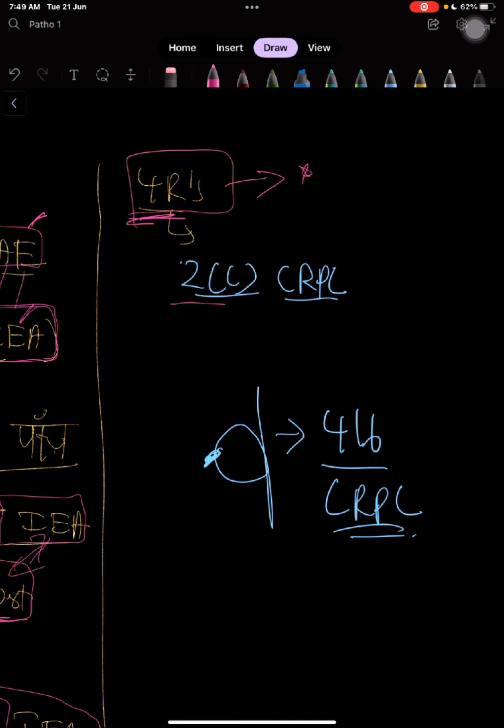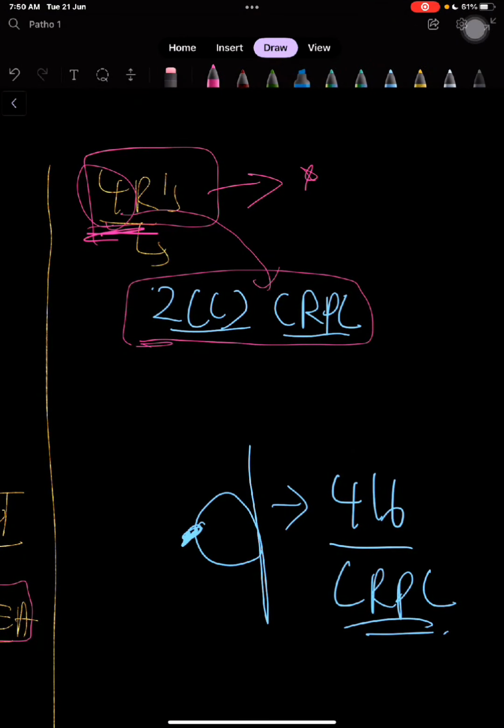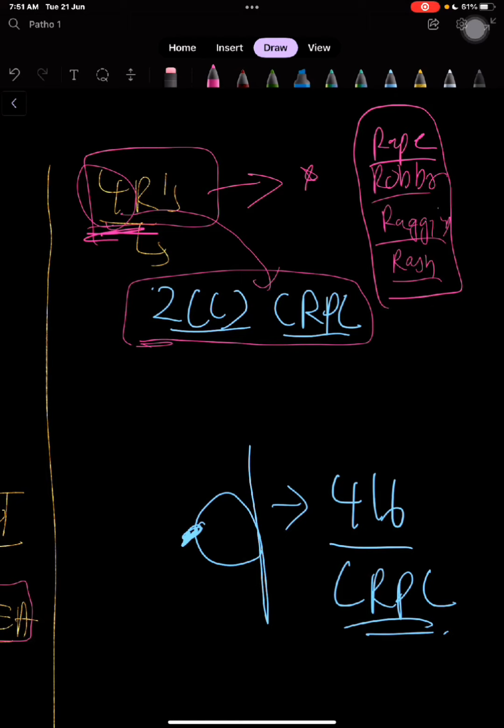In that, 2C CRPC is applied. What is applied? 2C CRPC. Now how do you remember that? 4 Rs. Now I'll tell you what the exact things involved in 2C CRPC are. They are going to be rape, robbery, and then ragging and negligent or rash driving. So these 4 Rs are going to be rape, robbery, ragging and rash driving. In these conditions, the 4 Rs, we have 2C CRPC.